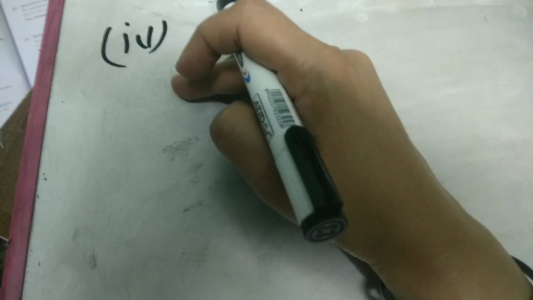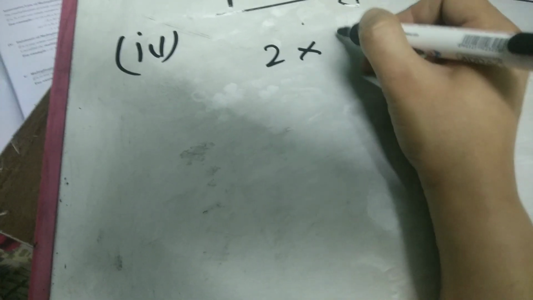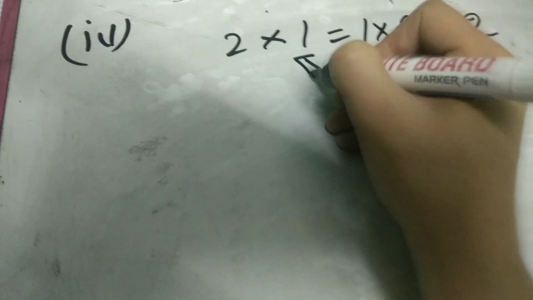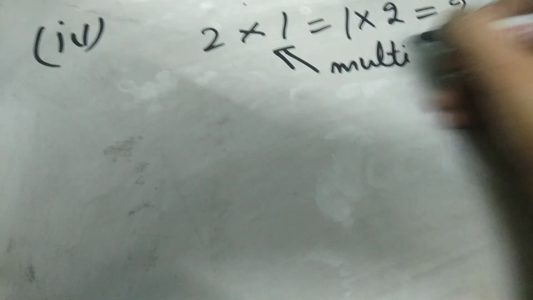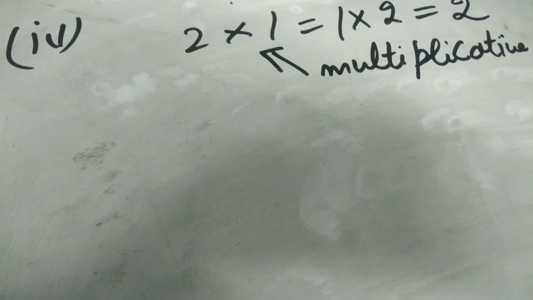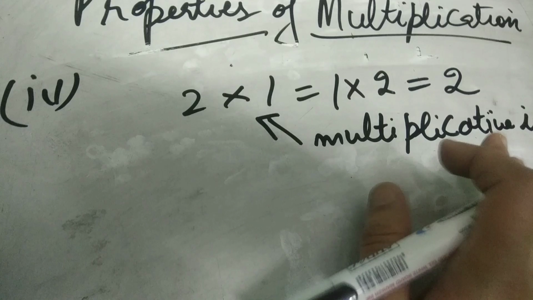Now next we have the existence of identity. This is the 4th part I'm doing regarding the properties of multiplication. Next, 4th, we have the existence of multiplicative identity. In this we say, for example, we multiply any number by 1 and we get the same number. Like 1 into 2, we have changed the order, we get 2. So here 1 is the multiplicative identity.